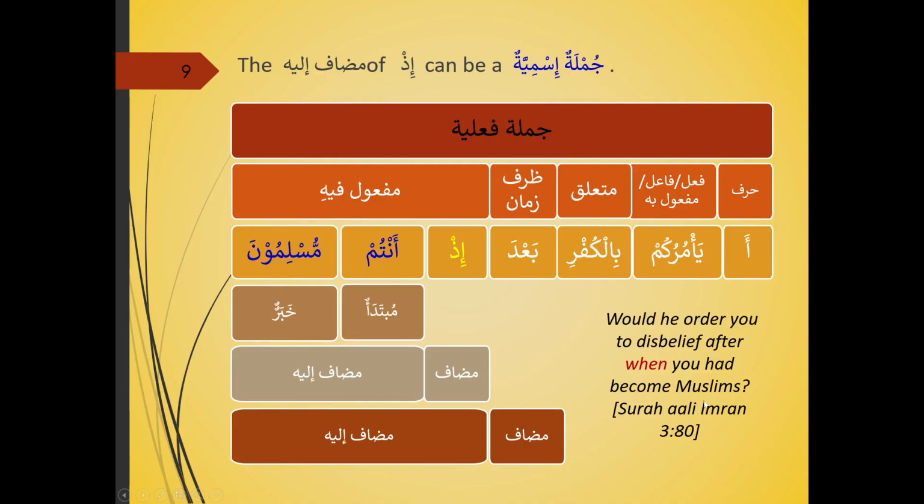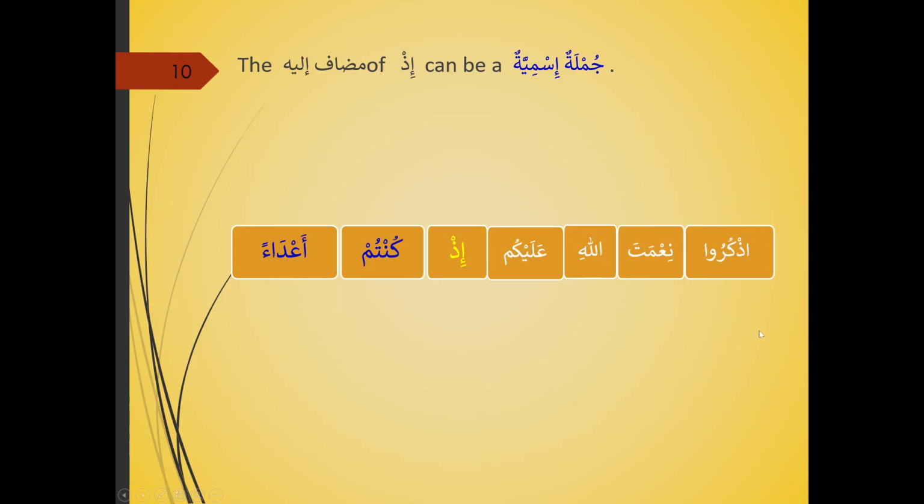Alhamdulillah. And the translation was, would he order you to disbelieve after you had become Muslims? Even in English, we don't really need the word after. But Allah is trying to emphasize that this happened. You can say to disbelieve when you had become Muslims, yes, but he wanted to stress that it was after you had become Muslims. So that's why we have this back to back here. Alhamdulillah. Okay.